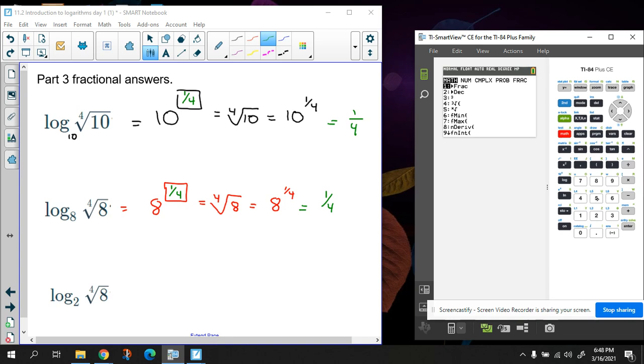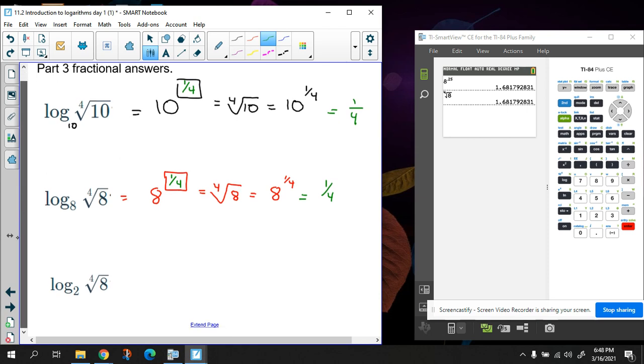The fifth one down, I can do the fourth root of 8 and see that those two values are equal to each other. Okay, let's try another example.